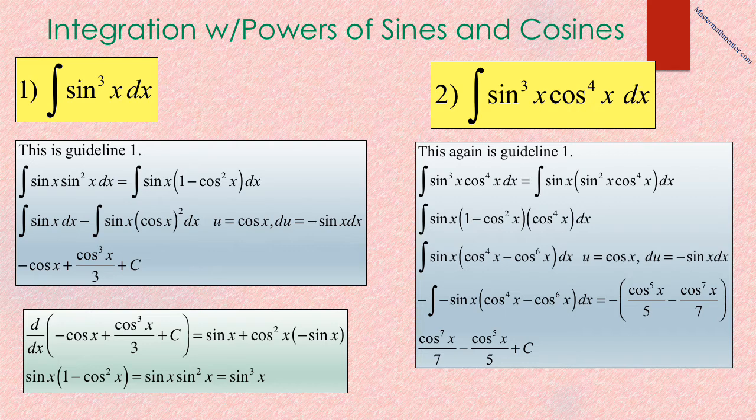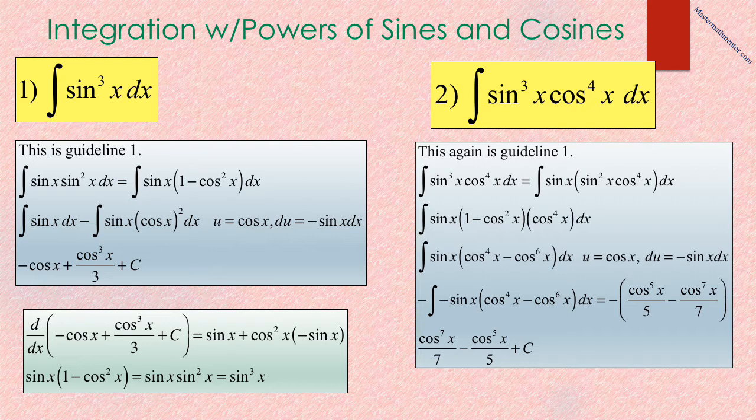Multiplying out, we get the integral of sine of x times the quantity cosine to the fourth of x minus cosine to the sixth of x dx. Again, u is cosine of x and du is equal to negative sine of x dx. So this expression becomes negative the integral of negative sine of x, cosine to the fourth of x minus cosine to the sixth of x dx.